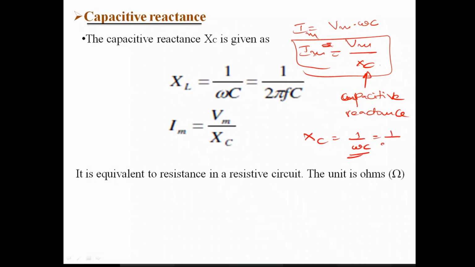What is omega? Omega is 2 pi f, so it is given as Xc is equal to 1 by 2 pi f c. Look here, this is Xc. Right. So this Xc we call capacitive reactance. And the unit for this one, since it is a reactance like resistance, is ohms.